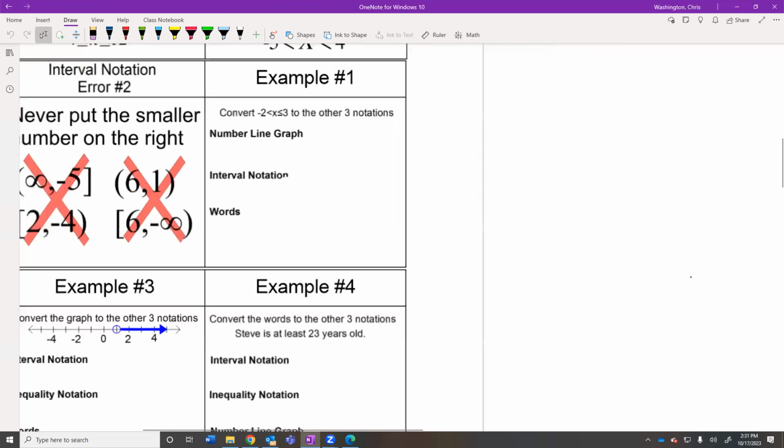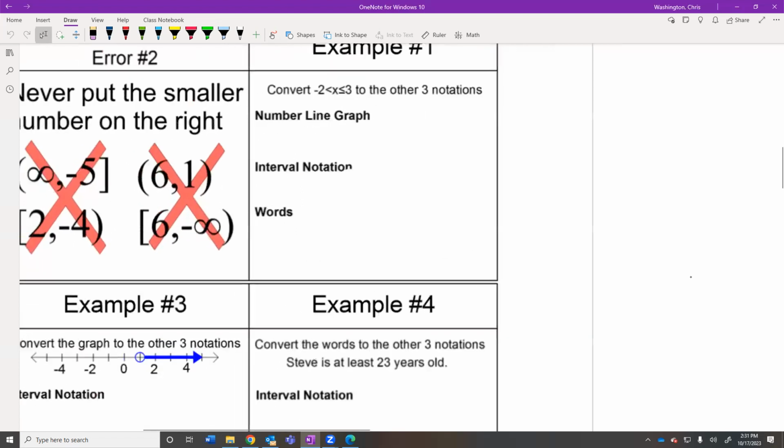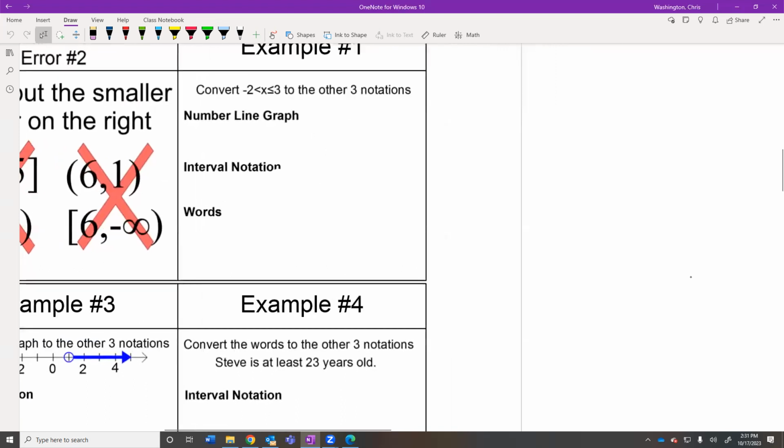So we have an inequality in our first example here. -2 is less than X is less than or equal to 3. And we want to just write this in the other 3 forms. So what would this look like on a number line? We're going to put -2 and 3 on our number line. I don't really care about any of the other numbers. If you want to go from like -10 to 10 or -5 to 5, I don't care about all that stuff. But as long as -2 and 3 are on our number line, we'll get what we need out of this.